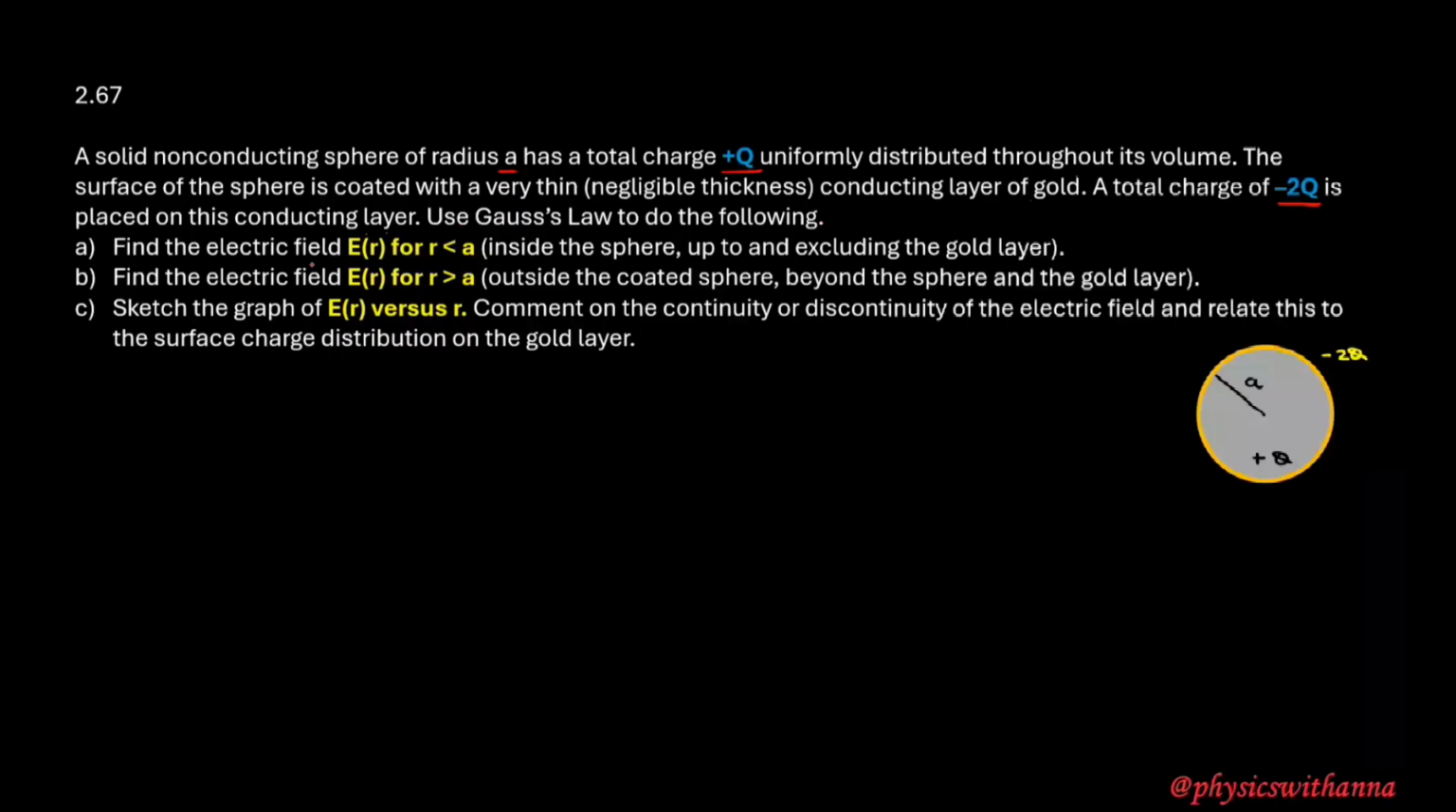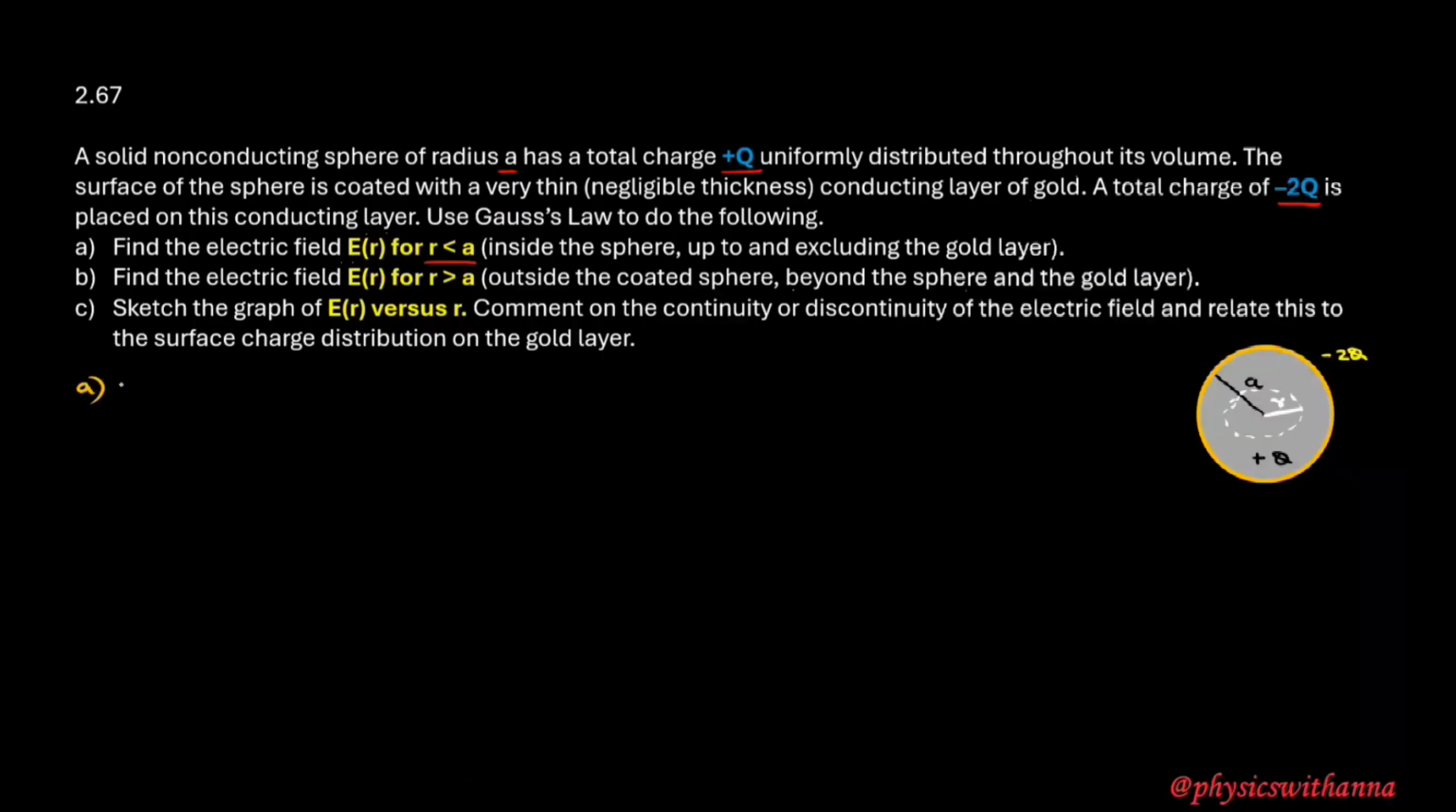In part A, we have to find electric field for region R less than A, which is inside the sphere up to and excluding the gold layer. So for the first part of the question, we need to find what would be electric field at a distance R, which is inside the sphere up to but excluding the gold layer. So we can choose the distance R to be here to construct the Gaussian surface. I will call this radius R. Radius R starts from center and it can go up to the gold layer but excluding it. And we need to find what would be electric field in these regions.